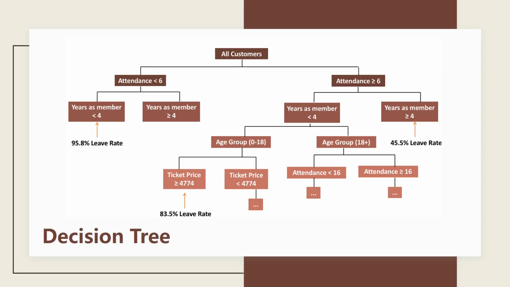And as we can see here, this is a subset of our decision tree rules. If you look on the left, the lower the attendance and the younger or the less the tenure of a season ticket member, the more likely they are to leave. And each node here has a particular probability of leaving.